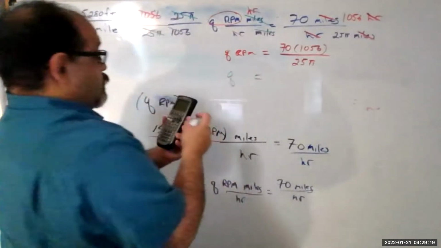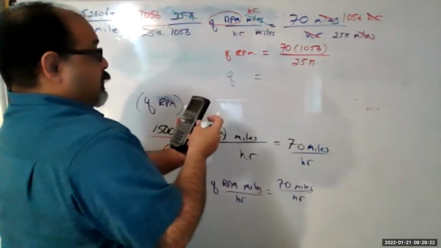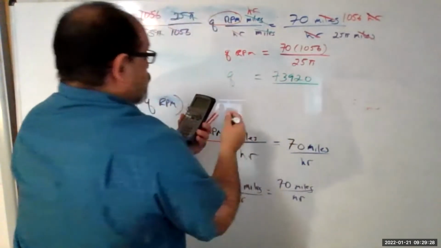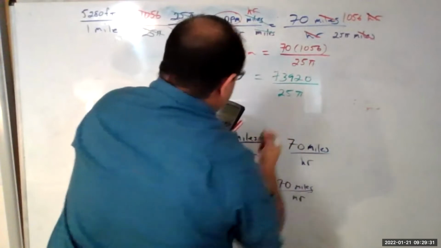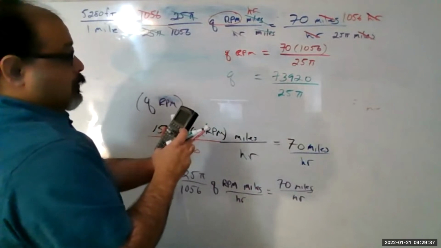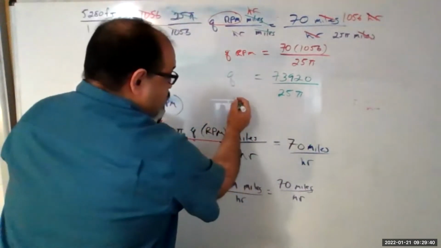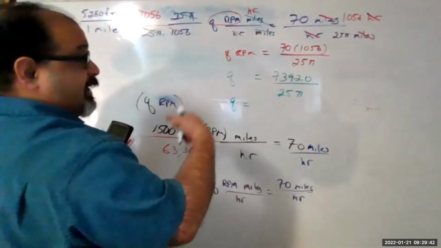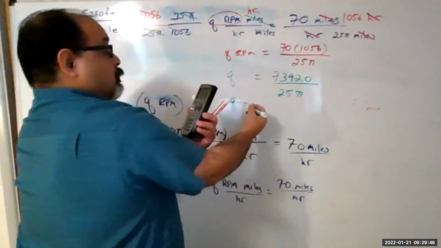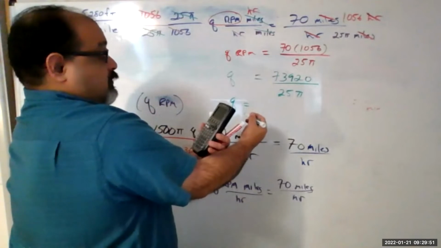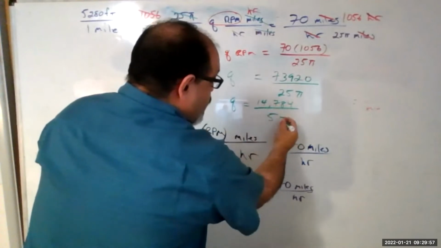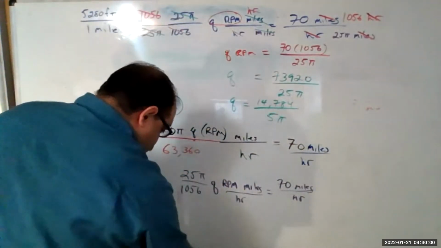Q is equal to 73,920 over 25 pi. So if I simplify that just a little bit more, if it had to be exact, numerator and denominator, you can reduce a 5. So that would be 14,784 over a 5 pi. And then you go decimal.